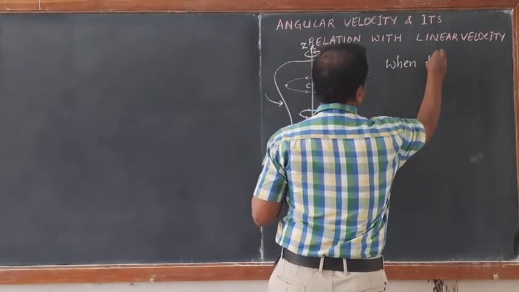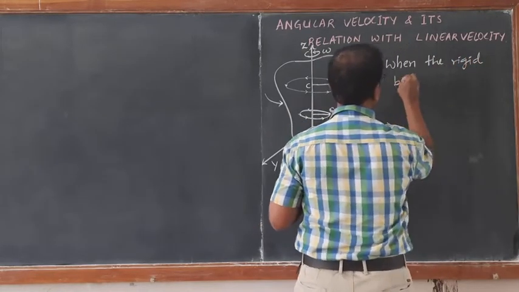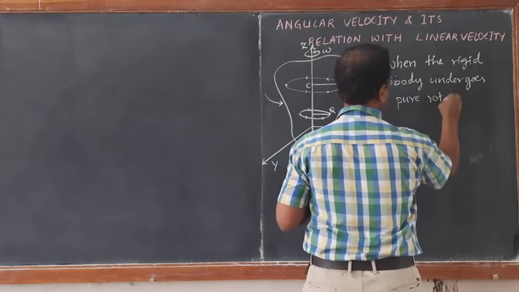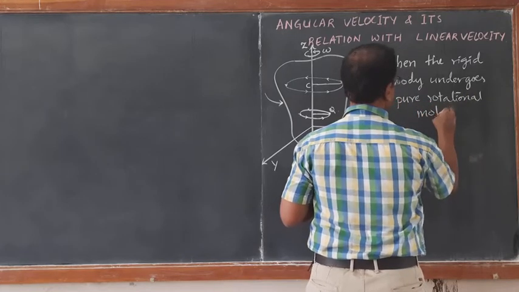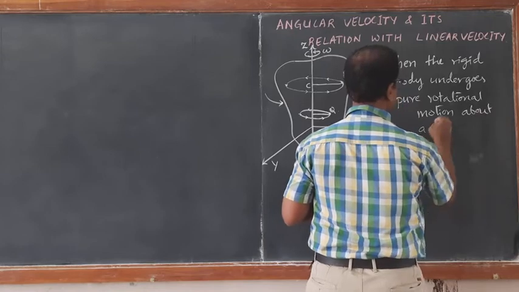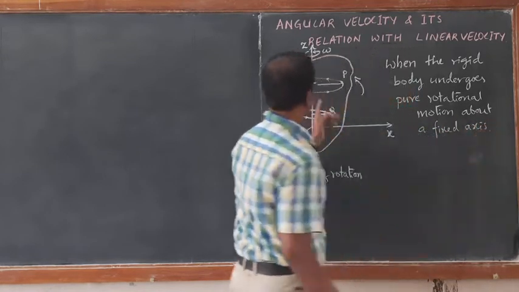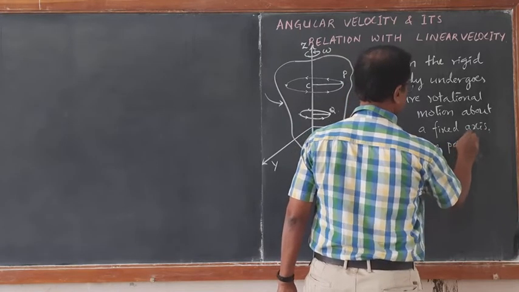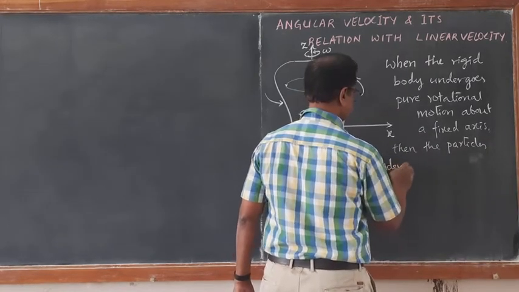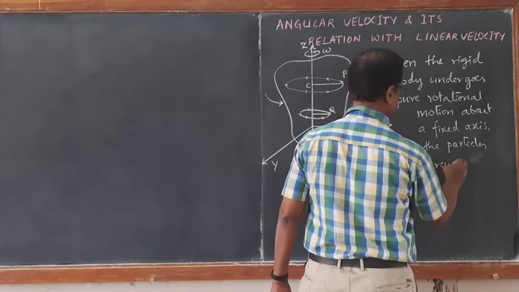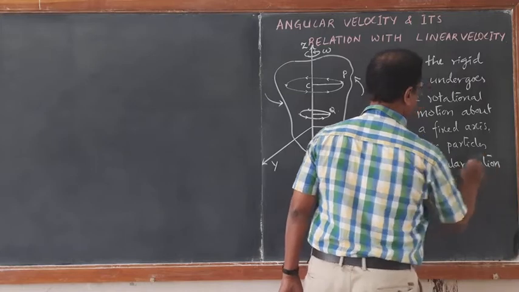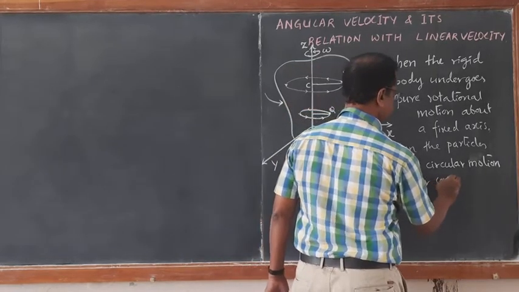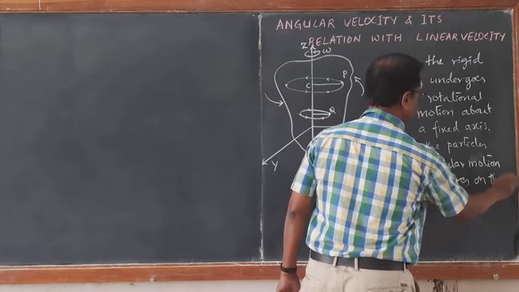When the rigid body undergoes pure rotational motion about a fixed axis, the fixed axis here is the z axis, then the particles undergo circular motion with their centers on the axis of rotation.